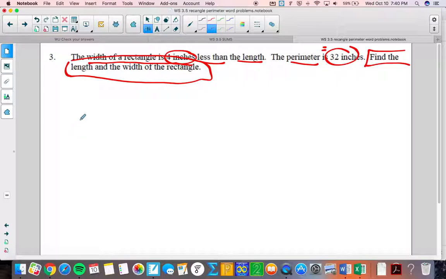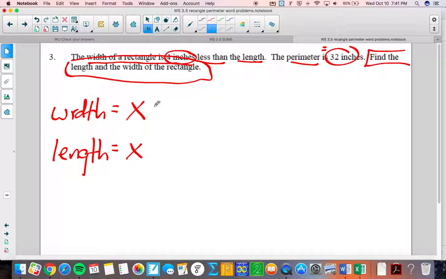The width of a rectangle is, yada yada yada. We know we have a width and a length. The width got a statement talking about it, but the length didn't, so we give the length an x. Then we can use that x to make an expression for the width. The width is 4 inches less than the length. So if the length is x, the width is x minus 4, or 4 less than the length. Let's make a quick picture.